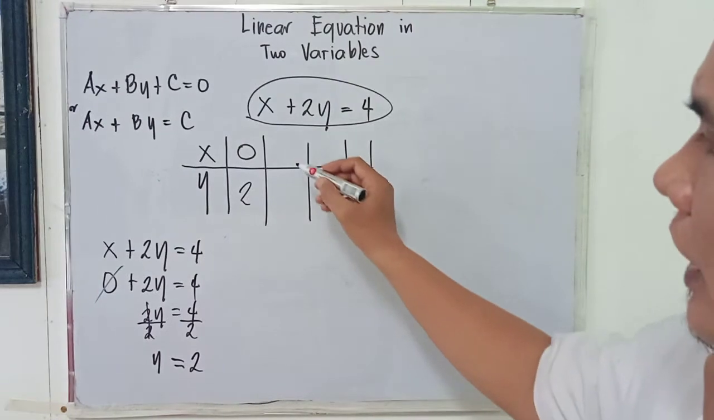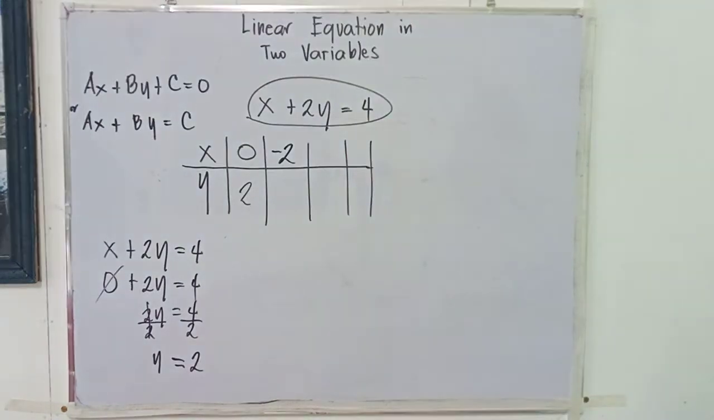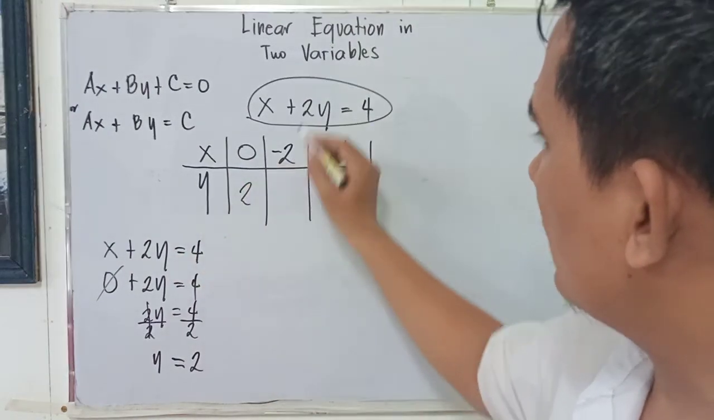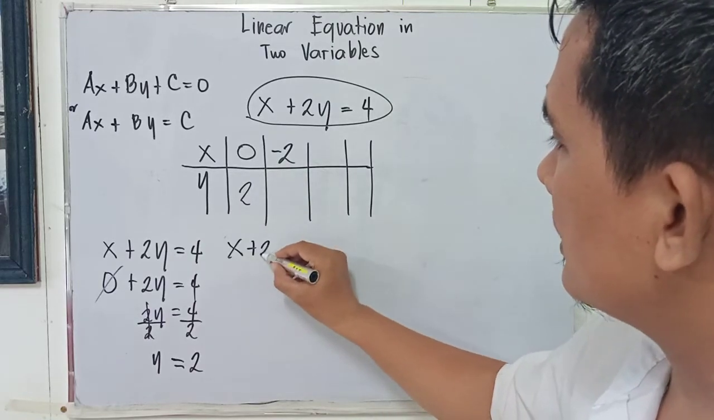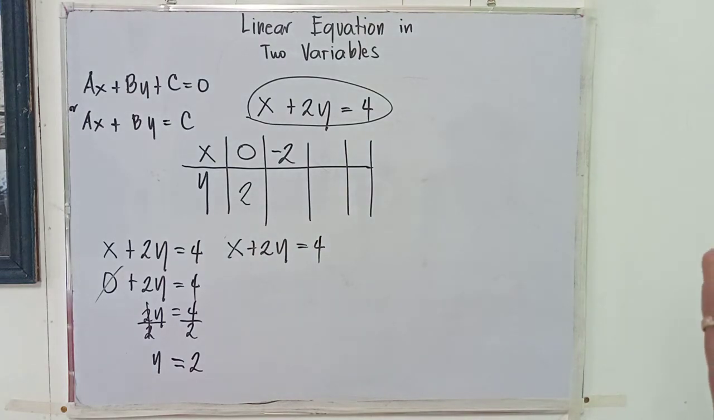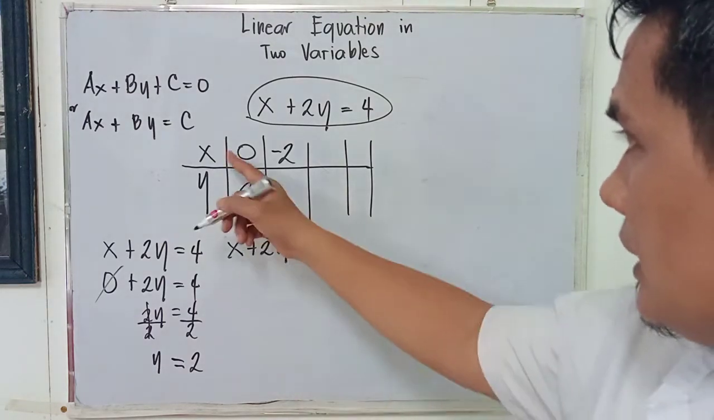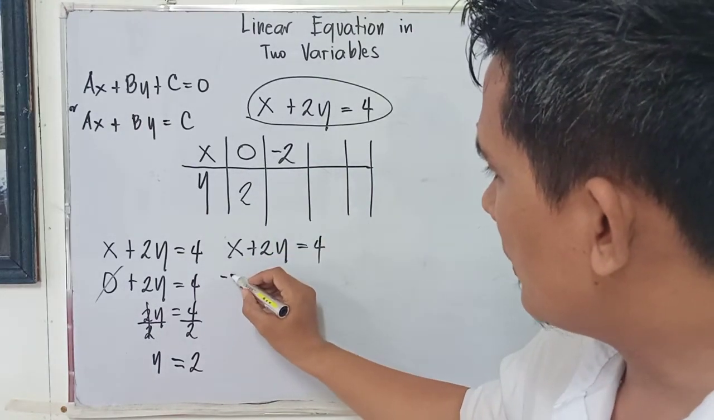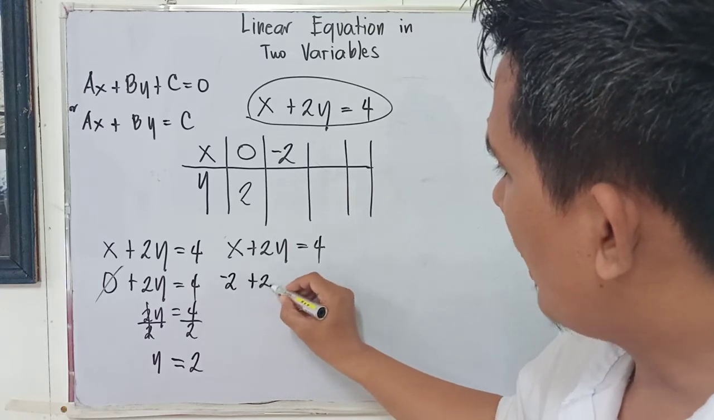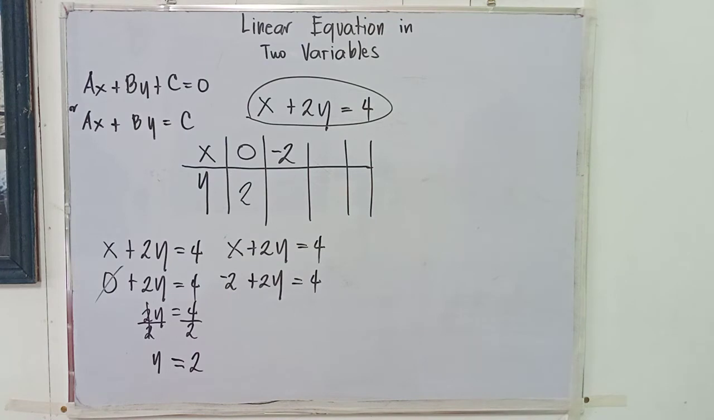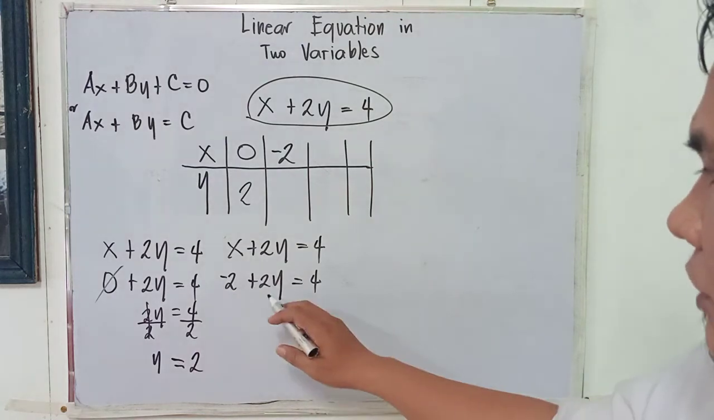Let us use x is negative 2, for example. So what is the value of our y? If x is negative 2, again, we're going to use our equation, x plus 2y is equal to 4. Our x there is now negative 2. So replacing our x with the value negative 2, this becomes negative 2 plus 2y is equal to 4. We're going to solve for the value of y.